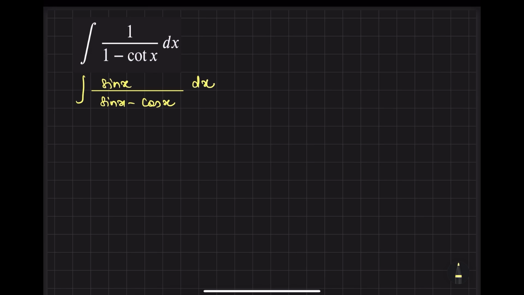Now look at the manipulation I am trying. I know that if I take sin x minus cos x as z, look at this, I'll show you something. So sin x minus cos x as z, dz by dx will become what? Sin will become cos x, cos will become sin x. Correct? So in the numerator we want sin x plus cos x.